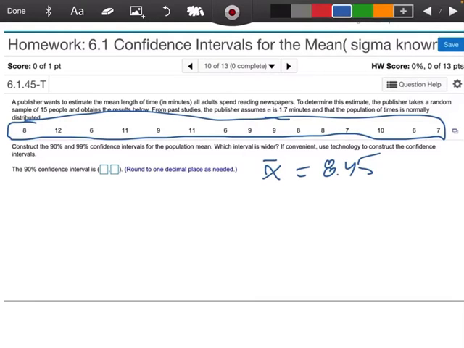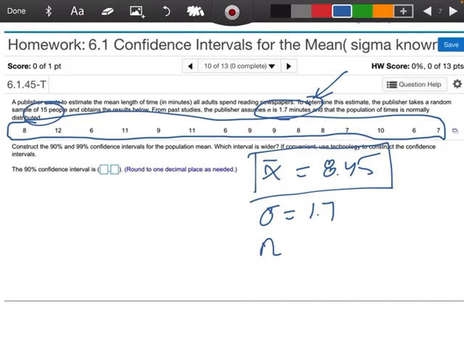Okay. So now the next thing we need to figure out is how we are going to construct our confidence interval, okay? So we have that. The other piece of information we have is we know that our sigma is 1.7 because it's given to me here. And remember, my n is also 15, okay?